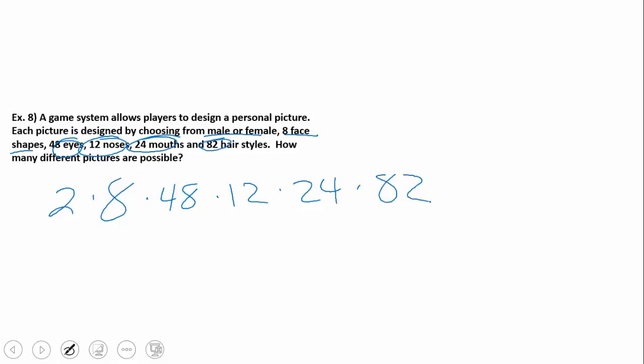All right, so what are the events? Well, the first event, male or female. How many possible outcomes? 2. That's right. You're either male or female. Then you get 8 face shapes. So that's 8 more possibilities. 48 eyes, 12 noses, 24 different shaped mouths. I can't even imagine how many different shaped mouths they can come up with on that one. And then 82 hairstyles.